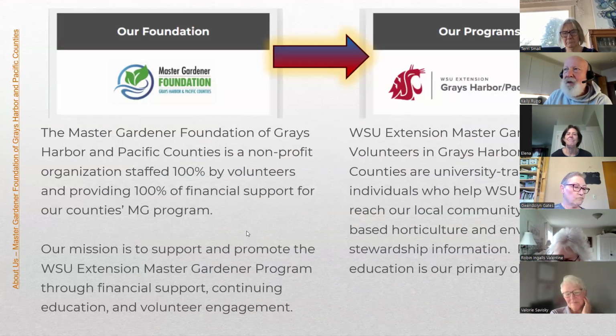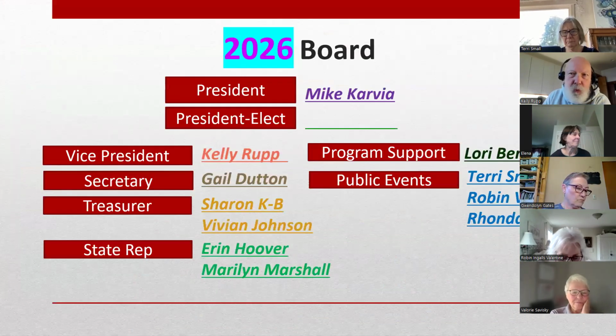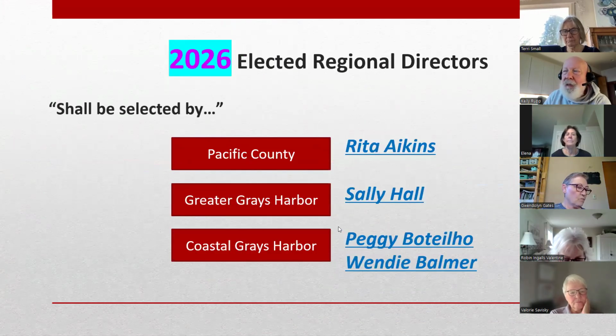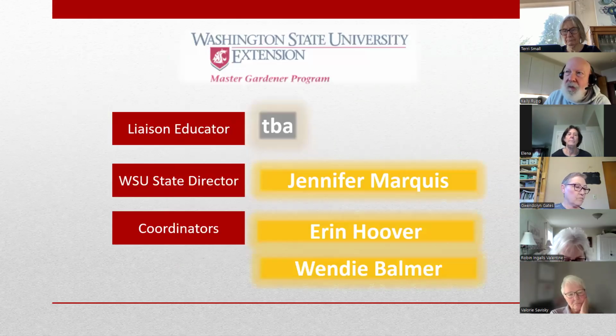Yes, we do. Continuing on, remember our foundation board for 2026 is as presented here on the screen. Again, a reminder, we meet as a board to decide board business at 1 o'clock today on the same Zoom URL. Our three geographic regions are led by Rita in Pacific County, by Sally in Greater Grays Harbor, and by Peggy and Wendy over in Coastal Grays Harbor. This is in recognition of the fact that we have a huge territory of 3,500 square miles that we have to connect. Jennifer, of course, is our state director. Our coordinators are Aaron and Wendy.